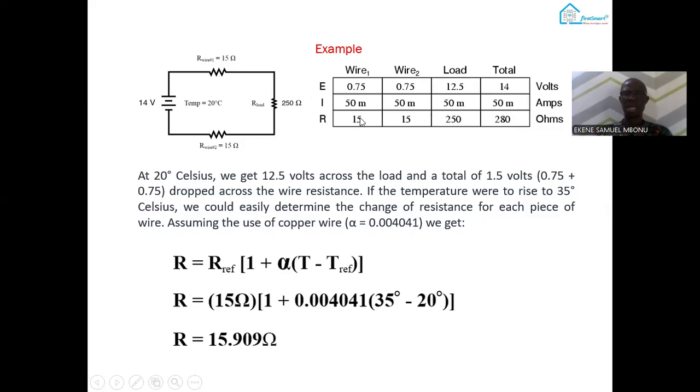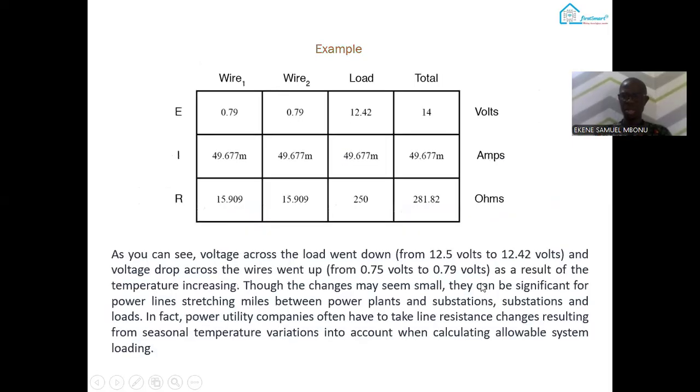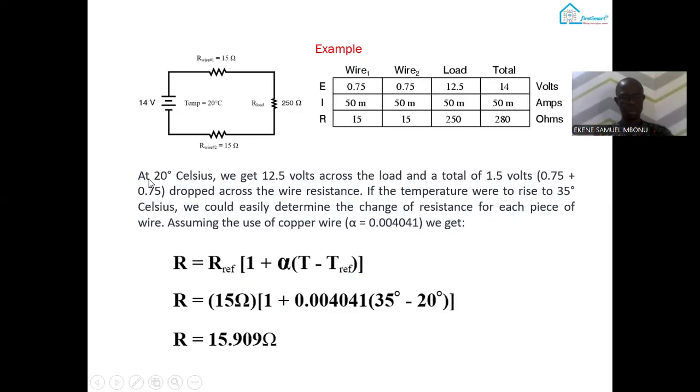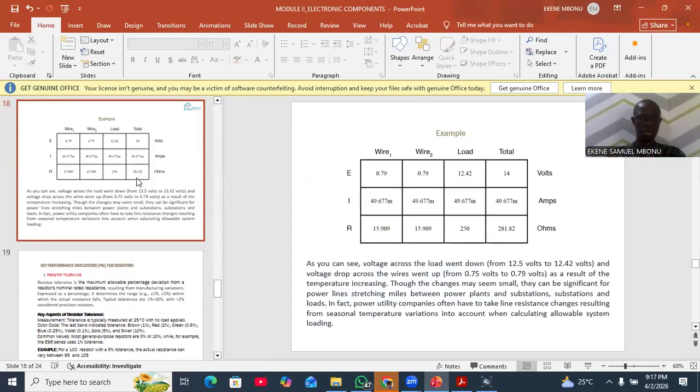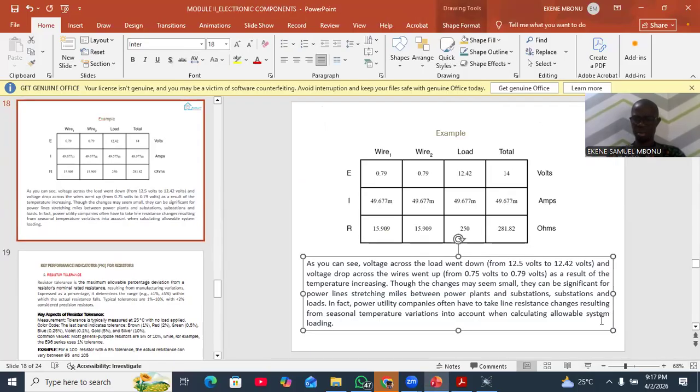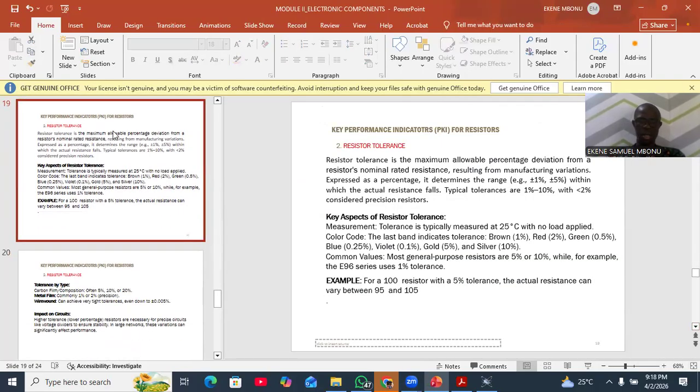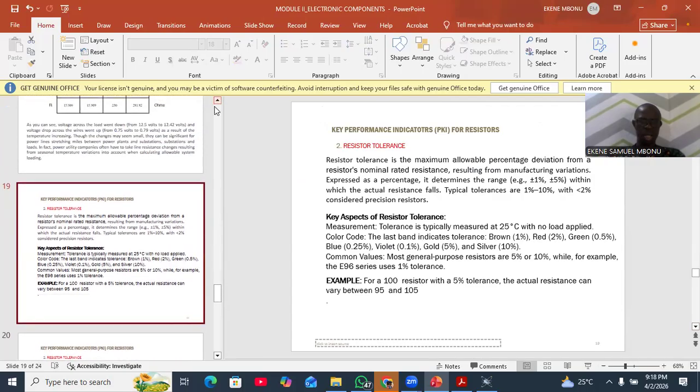These are the resistors. This is total resistance. But when temperature increases to 35, you now use that formula to see. You will see when you compute this, trying to get this.